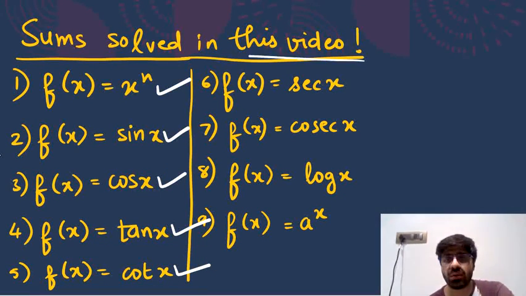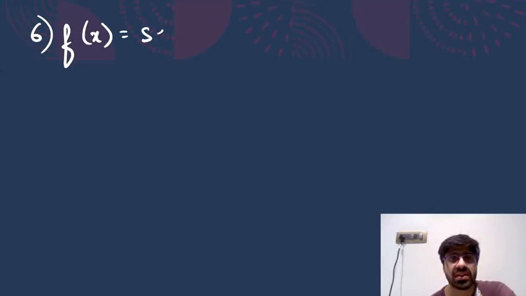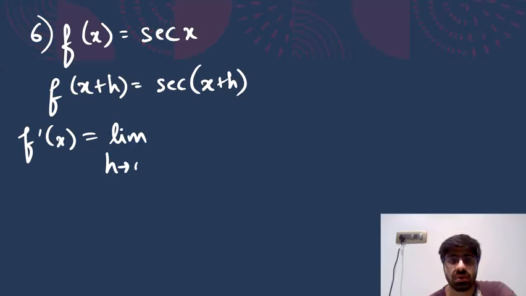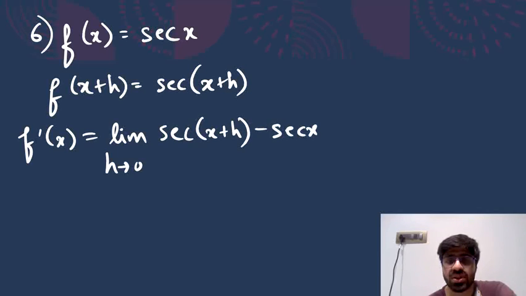And with that, we now go ahead with the sixth one, that is f of x equal to sec x. For sec x and cosec x, the derivation will be identical. So let's see if we can do them together. F of x will be equal to sec x, f of x plus h will be equal to sec of x plus h. F dash x is given by f of x plus h, which is sec of x plus h, minus f of x, which is sec x, the whole divided by h.